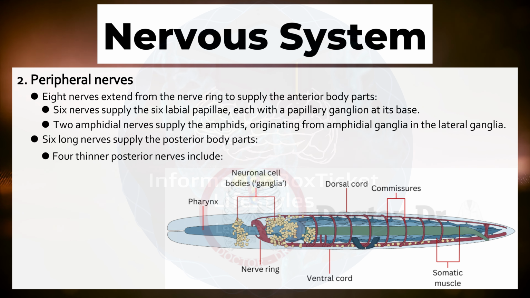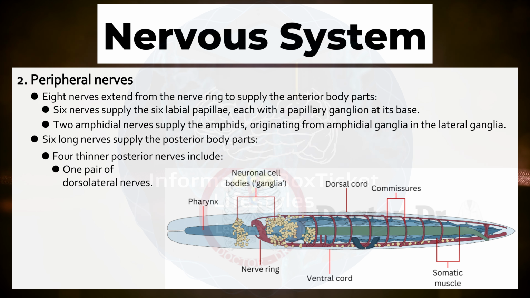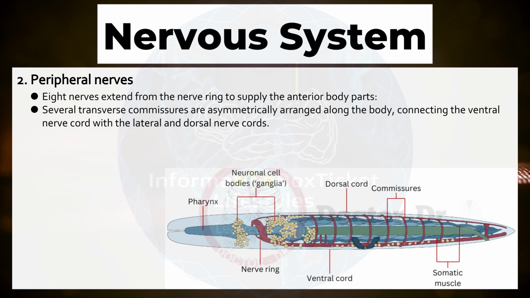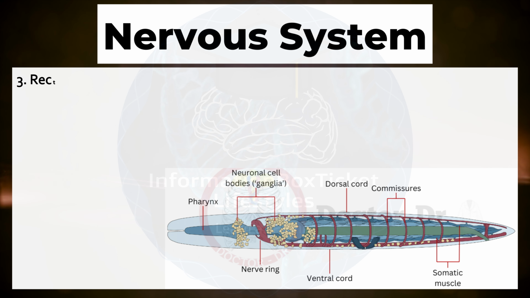4 thinner posterior nerves include 1 pair of dorsolateral nerves and 1 pair of ventrolateral nerves located near the excretory canals. Several transverse commissures are asymmetrically arranged along the body, connecting the ventral nerve cord with the lateral and dorsal nerve cords. Third, rectal nervous system.